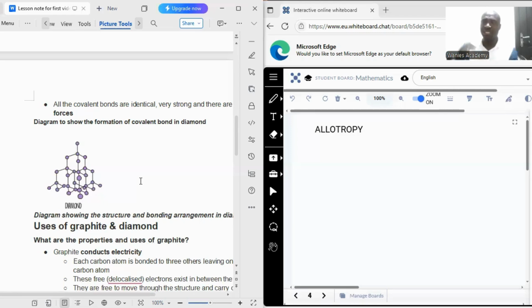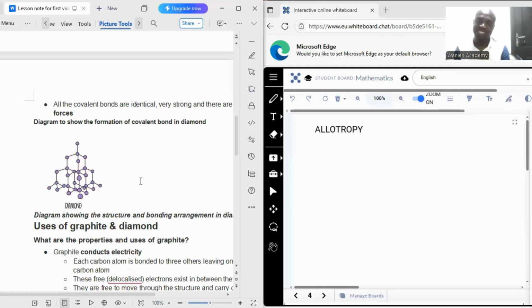Then thirdly, diamond has a very high melting point. The melting point of diamond is about 4,025 degrees Celsius. That is quite massive, right? It has a very high melting point. Now, this can be accounted for by the strength of the covalent bonds holding the carbon atoms present in diamond, right?